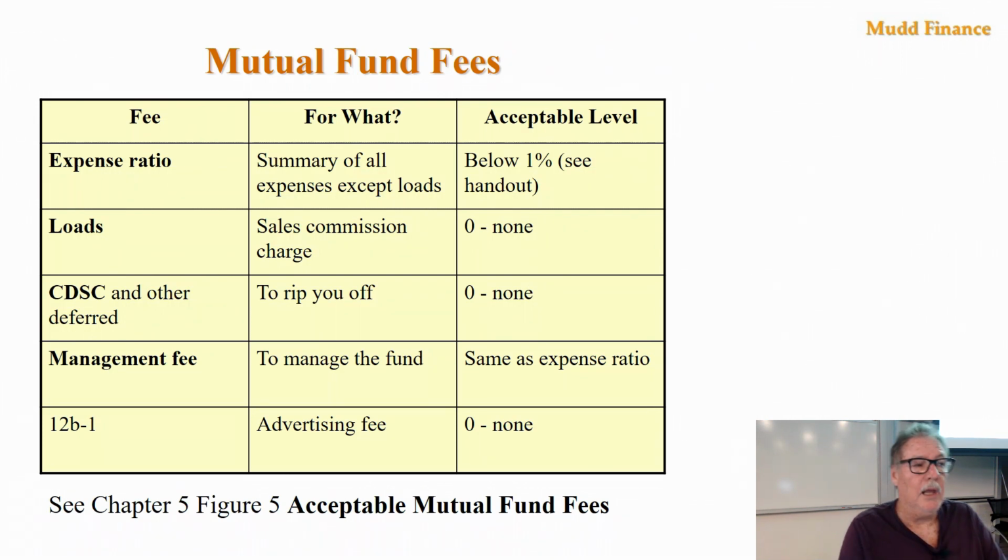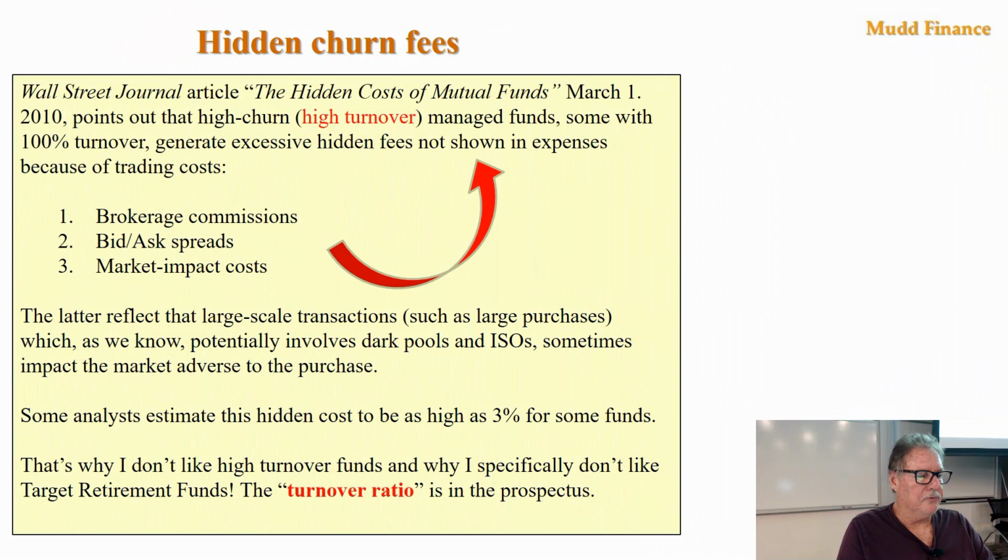and that you can pay even if you buy the fund on a website that says load 0, CDS 0, management fee same as expense in 12b-1. You can still buy a fund that has a high churn fee or hidden fee. Now, the Wall Street Journal, in a significant article published in 2010, "The Hidden Costs of Mutual Funds," which picked up a lot of attention, pointed out that high churn, that term means high turnover, managed funds, remember managed funds are funds where the fund managers buy and sell to try to beat the market.